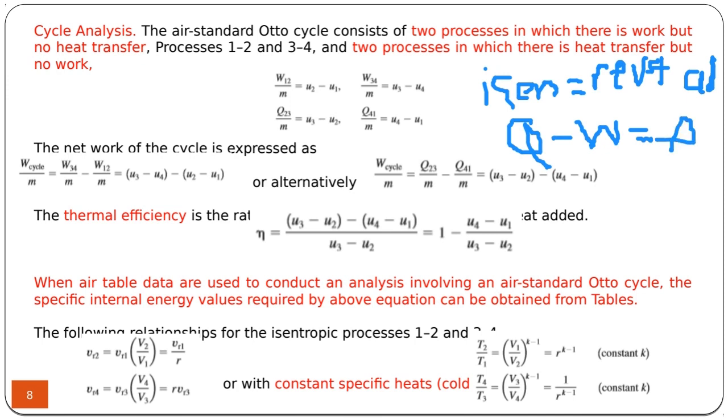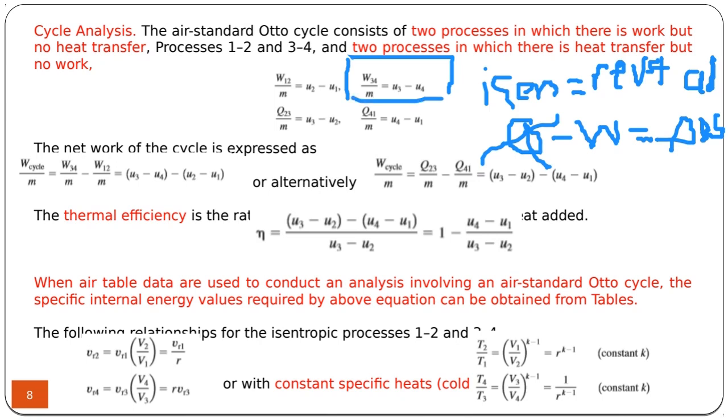So net Q minus net W is equal to delta U. For an adiabatic process, this goes away. So the compression work is just the difference of the internal energies. So the compression work is obtained from the difference of the internal energies. This is the compression work.